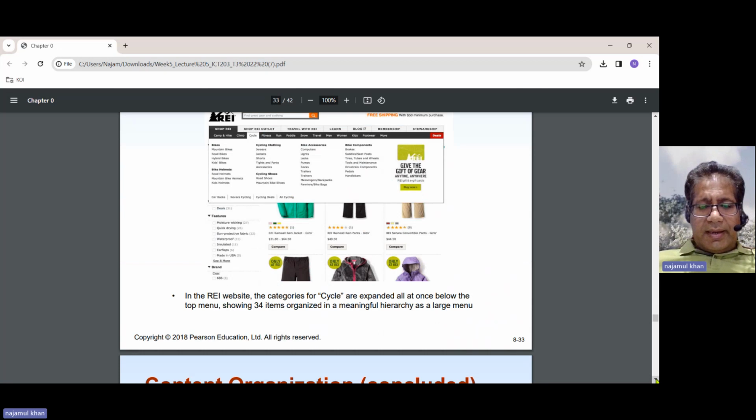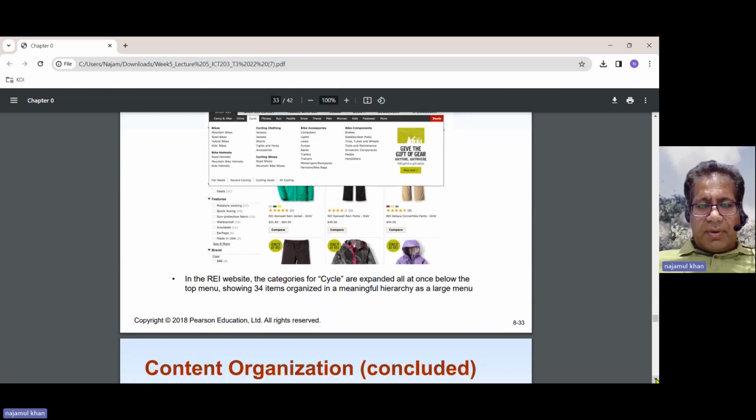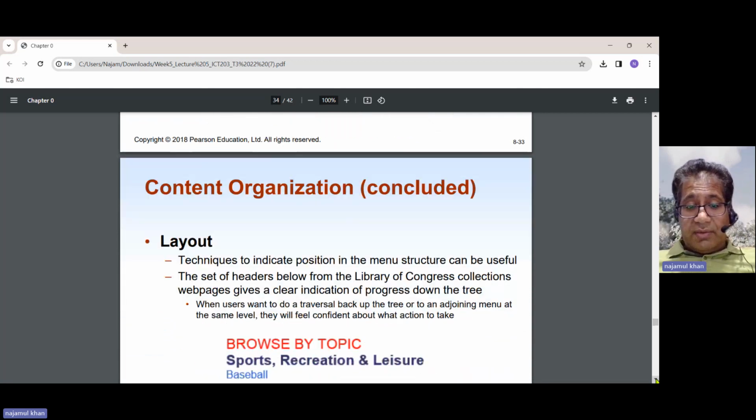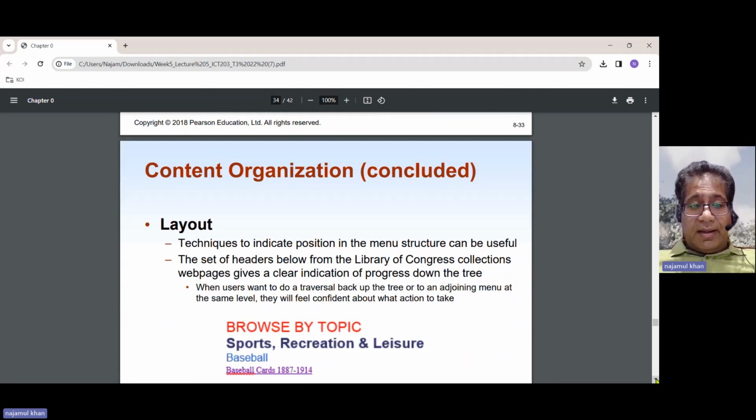So in that case, we are talking about layout being important, guys. This is definitely the most important thing, how the layout of a website, for example, will be shown for users to understand. Different techniques are used to indicate position in the menu structure, which can be very useful.